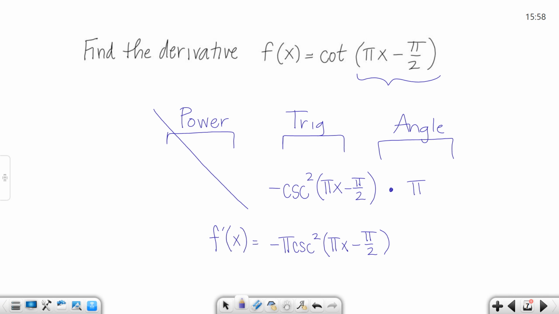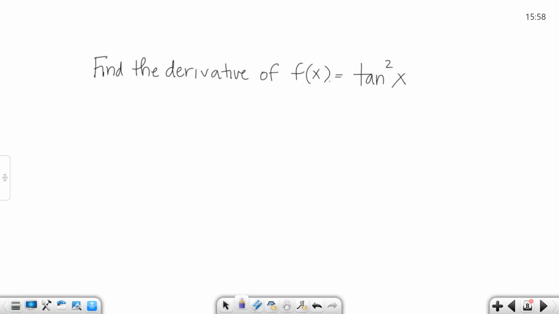Okay, so let's move on to some other ones. Okay, so here's my next one. I want to find the derivative of tangent. I'm going to use power, trig, angle.